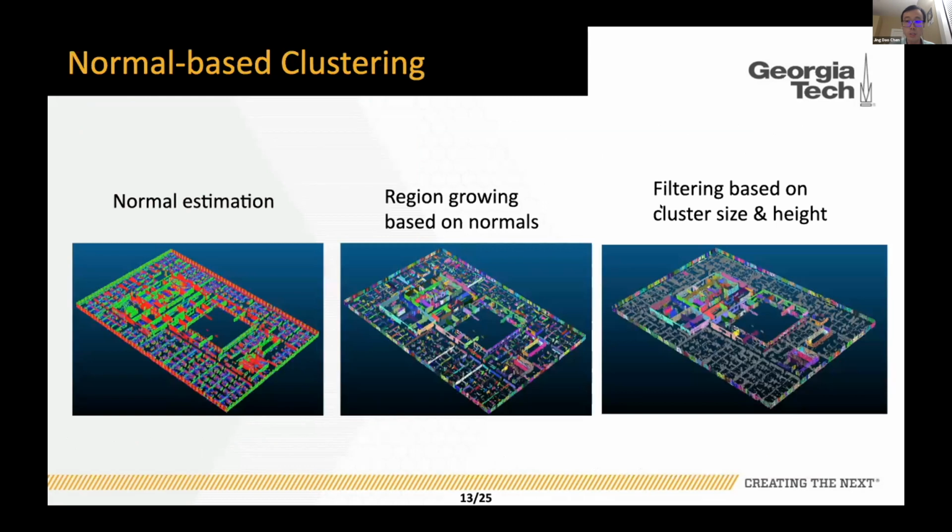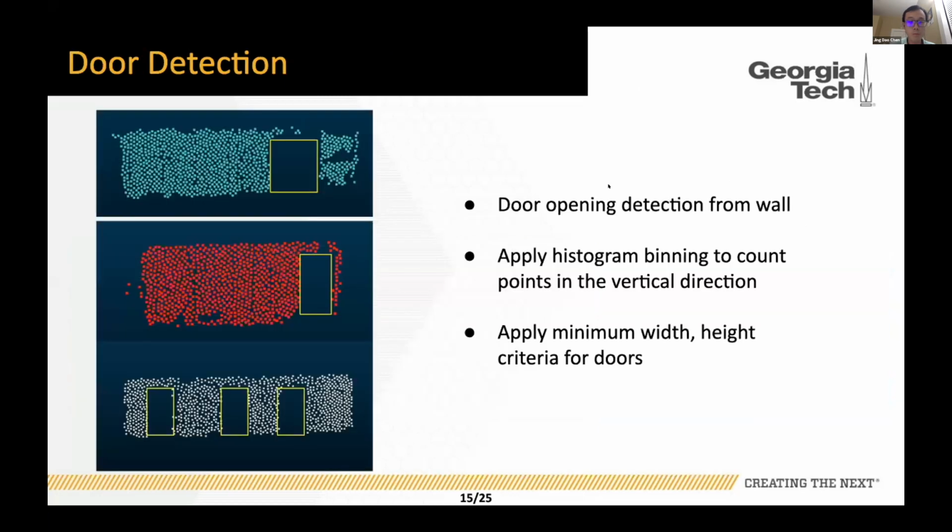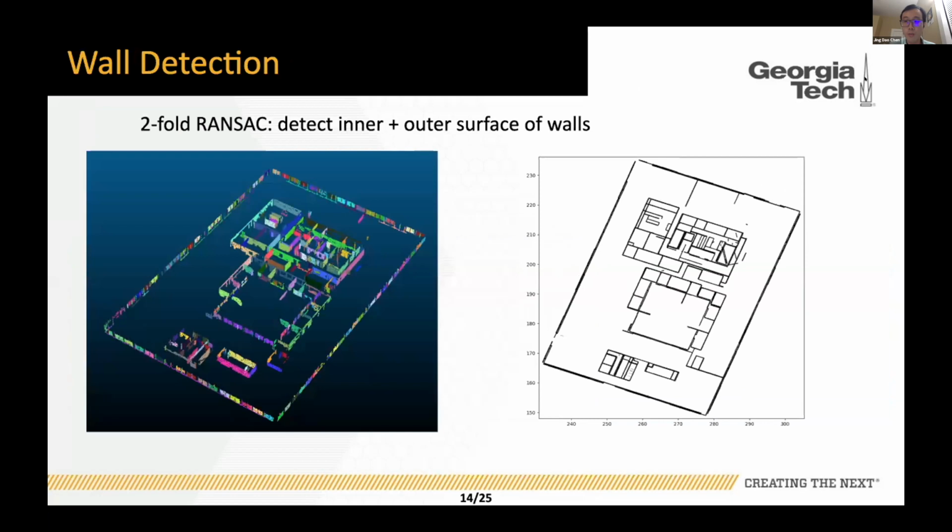So the next set of steps go under geometric reasoning. We go through a normal-based clustering step. First we estimate the normal vector for each point in the point cloud, and we'll perform region growing based on the normal information. We'll also do a filtering process so that we can eliminate clusters that are too small or don't have sufficient height. And from this information, we are able to carry out wall detection.